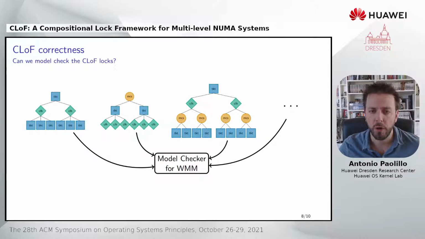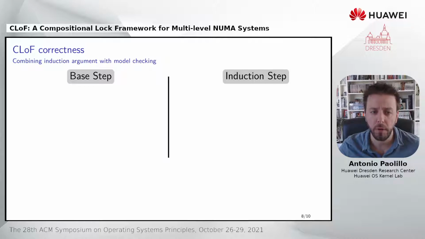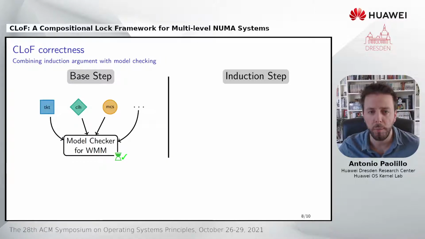As mentioned before, on weak memory models, model checkers cannot verify the whole tree with many levels and different lock implementations. That would take too long. Instead, to make this verification possible, we divide and conquer, combining an inductive argument with model checking. We first verify that the basic locks are correct with the GenMC model checker. This is our base step.